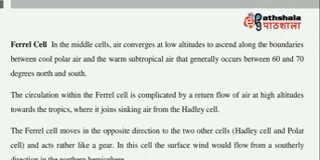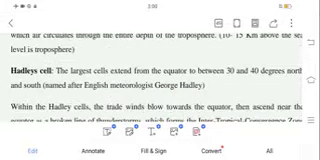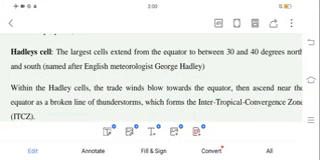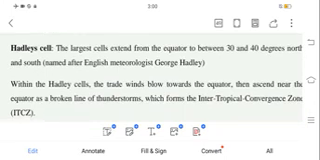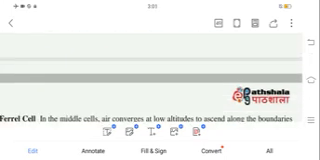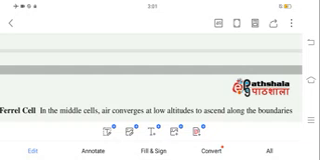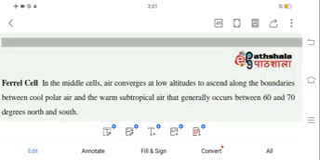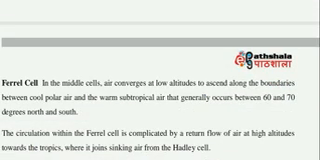Ferrel cell is the middle cell. So, first one was the Hadley cell. Hadley cell is the largest cell. Okay, largest one. But the Ferrel cell is the middle one.